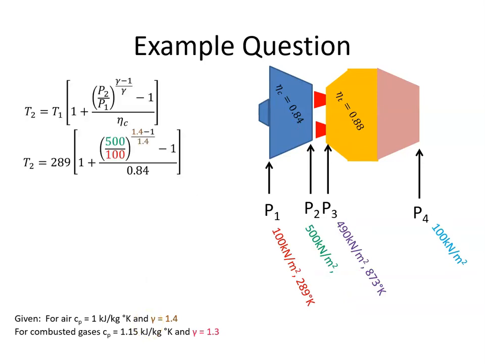So we're going to use this equation, which we've been using the last couple of examples. We just plug in the values. So T1 is 289, P2 is 500, P1 is 100, gamma is 1.4, and the efficiency of the compressor is 84%. When we do that, we get the temperature at T2 to be 490.2 degrees Kelvin.